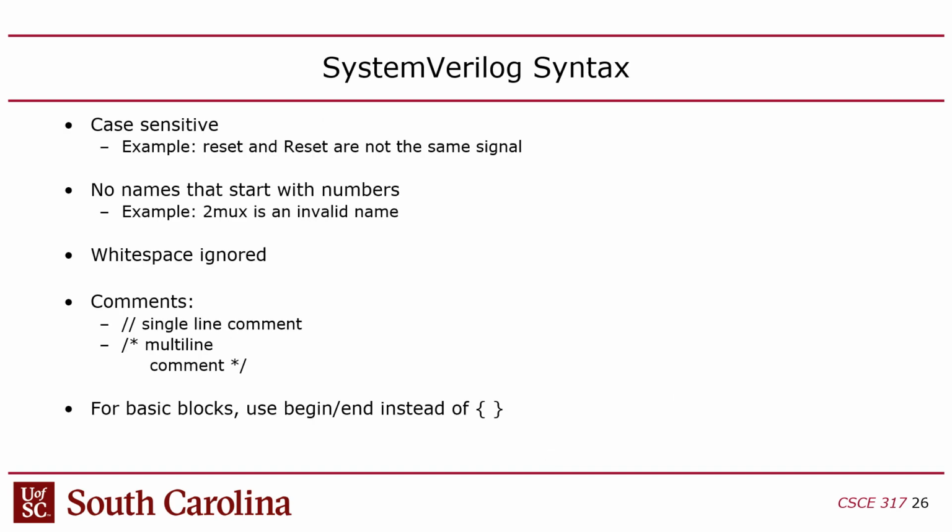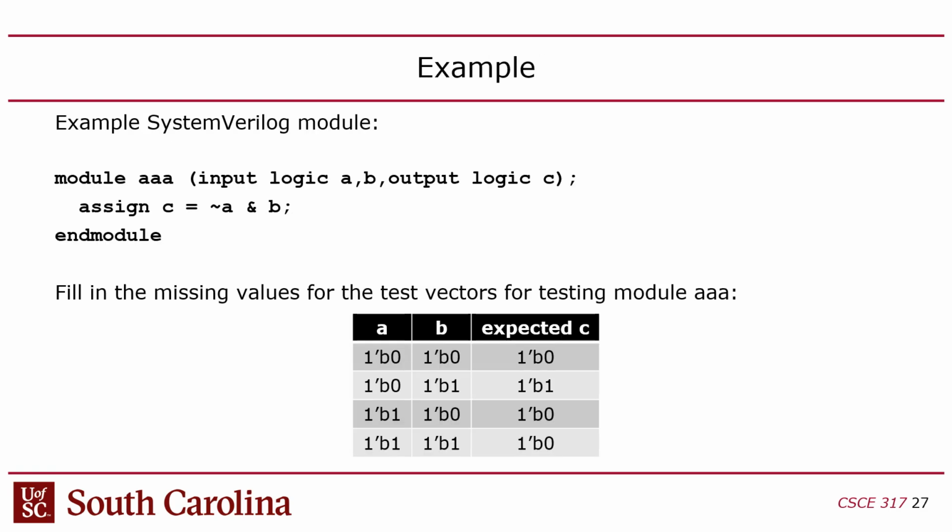Okay, so a couple notes about SystemVerilog syntax. I think I got through this last time. It's case sensitive, which shouldn't surprise you because every language you've used so far is case sensitive, but VHDL, which is the other popular HDL, is not. So just be aware of that if you end up ever looking at VHDL code. Identifiers can't start with numbers. White space is ignored. Comments are the same as in Java. And as I mentioned, basic blocks use begin and end instead of parentheses.